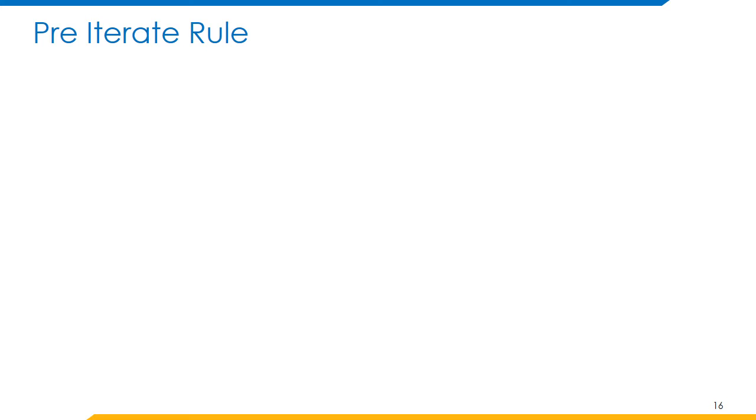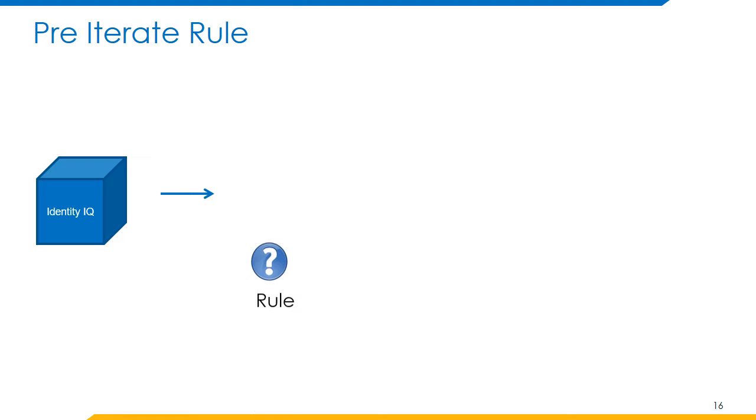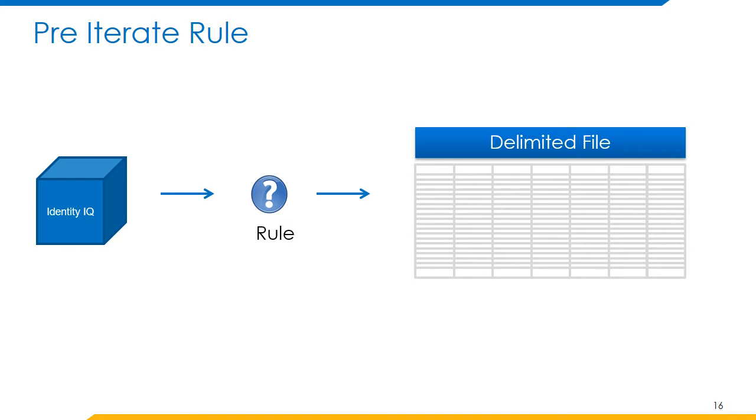Pre-iterate rule. Pre-iterate rule runs just before the data from the file is read. The pre-iterate rule is useful in case we have an encryption that is forced on the file. We can use pre-iterate rule to decrypt the file before reading from the file.